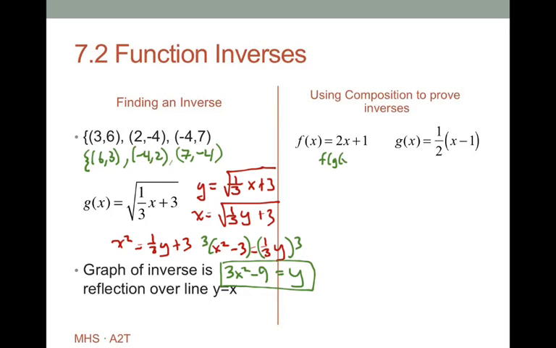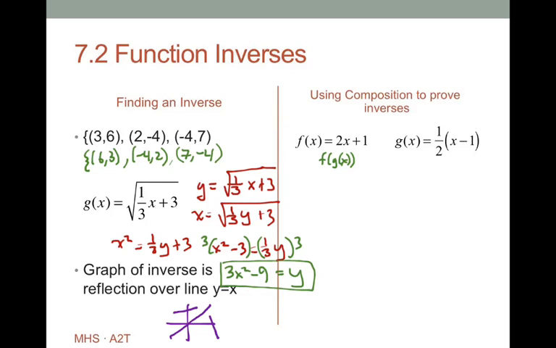When you graph the inverse function, it will be a reflection over the line y equals x. If you have a line here and you have some function that looks like this, then the reflection over the axis would look something like that. So that would be the inverse function.